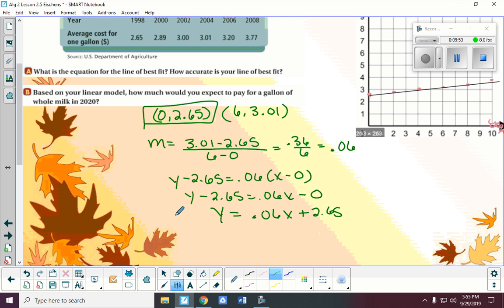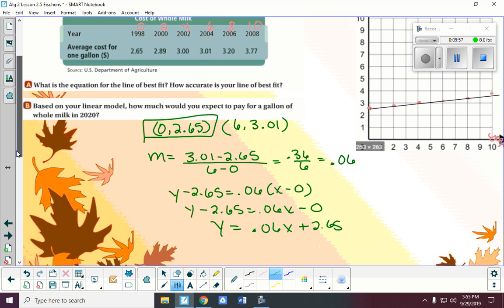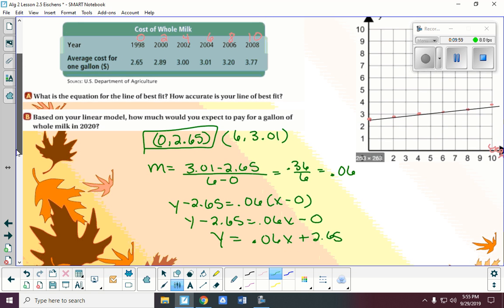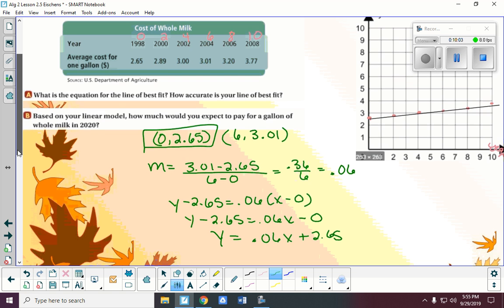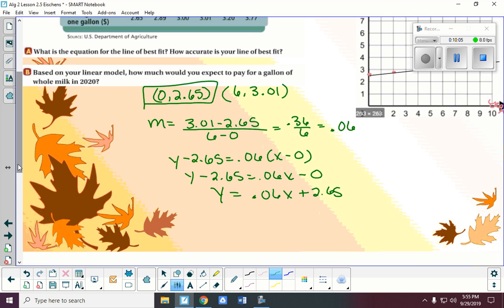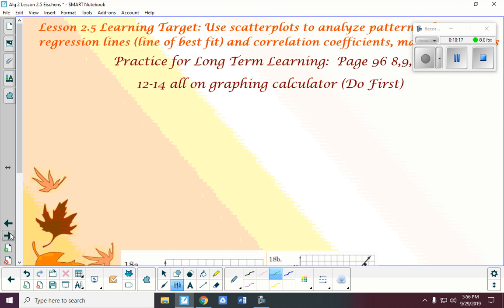And so then it says, based on your linear model, how much would you expect to pay for a gallon of whole milk in 2020? And so we can figure out how many years later is 2020. So that would be 22 years later. And we could substitute in 22 for the x and get what the cost of milk would be based on that equation. So 0.06 times 22 and then plus 265. And that's it for this lesson. Let me know if you have questions.